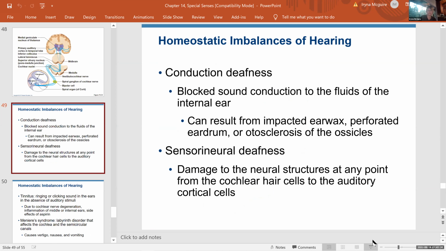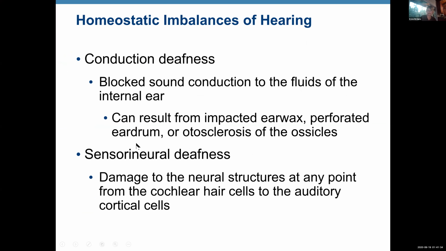Now, two types of deafness. We have conduction deafness and sensorineural deafness. Conduction deafness is when we have blocked sound conduction to the fluids of the internal ear. So anything that prevents the energy of those sound waves from reaching your internal ear. So it's just not conducted. It can result from impacted earwax, perforated eardrum, or otosclerosis of the ossicles, so the ossicles do not move.